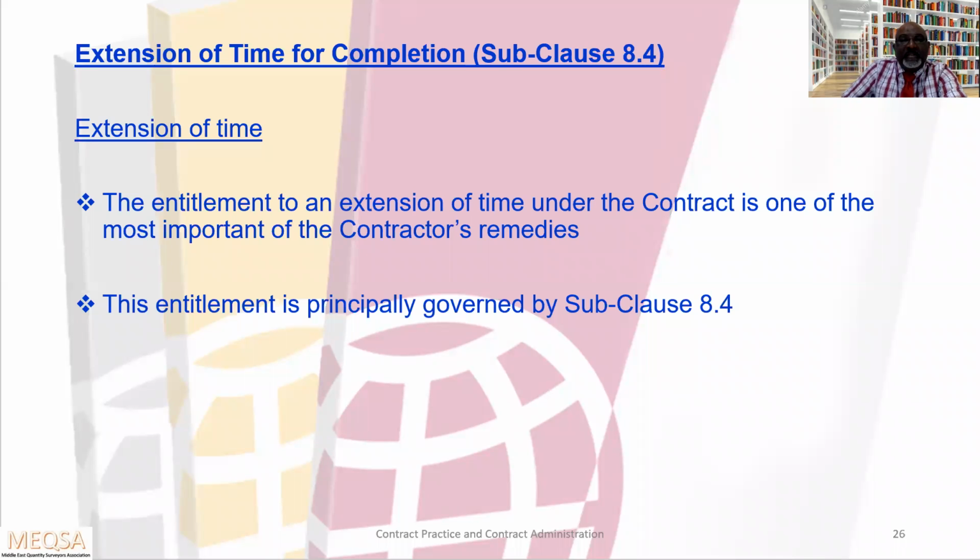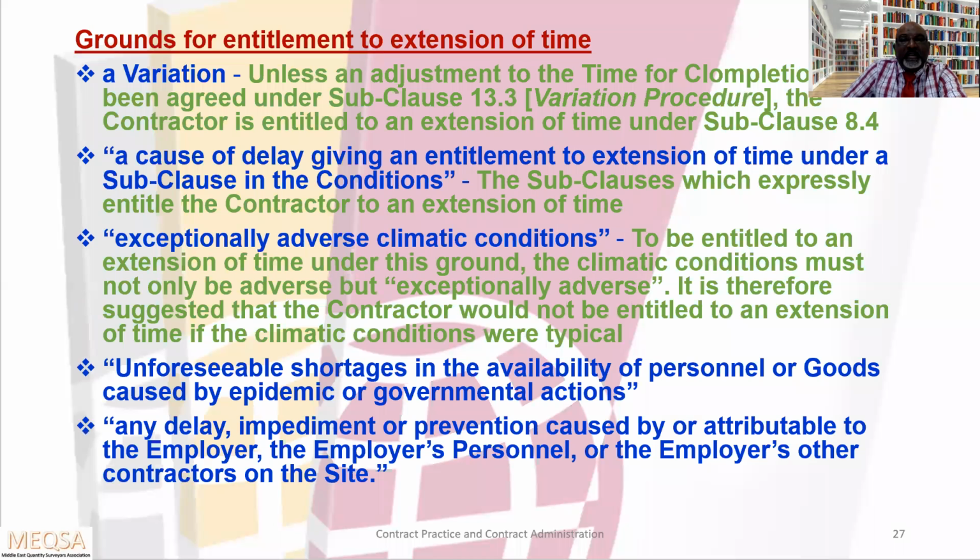Let us look at the grounds for entitlement to the extension of time. There are 5 grounds in the FIDIC 99 Red Book, as well as FIDIC 87. The first one, variation. Second one, a cause of delay giving an entitlement to the extension of time under a subclause in the conditions.